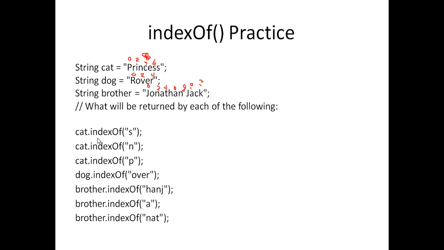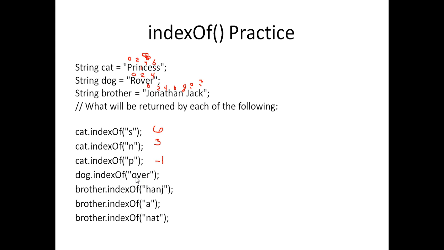So what will be returned by this? We're looking for S, the first instance of S in the cat variable. The first instance of S is right here, and it's the 6. So that's going to return a 6. cat.indexOf n looks for the first n in cat. Well, the first n in cat is right here, and that's at the 3. Now it's looking for the first instance of a lowercase p, and there is no lowercase p in princess actually, and so this returns a -1.